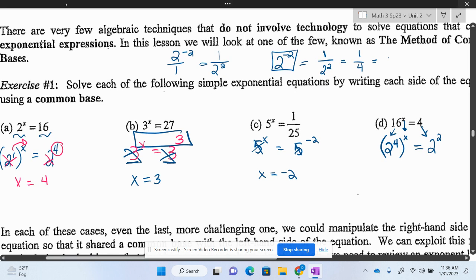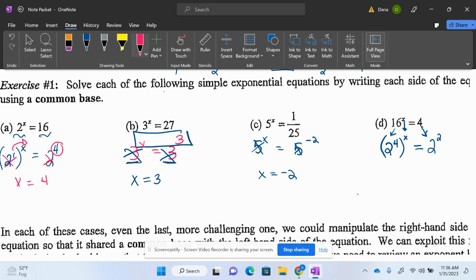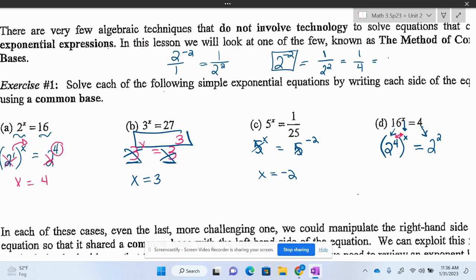So now I have to use that rule that says if I take a power and raise it to a power, I have to multiply those two exponents. So what is 4 times x? Okay, so really on the left side, I have 2 to the 4x power equals 2 to the 2nd power. Are my bases the same? Yes. So I'm going to ignore the bases, and I'm going to solve the two exponents like an equation. 4x equals 2. Divide both sides by 4, which means x equals 1/2.